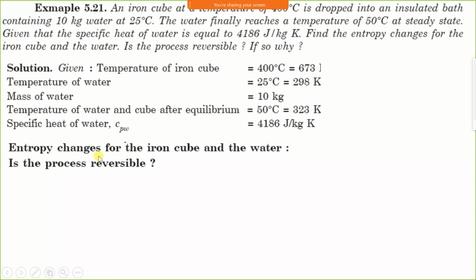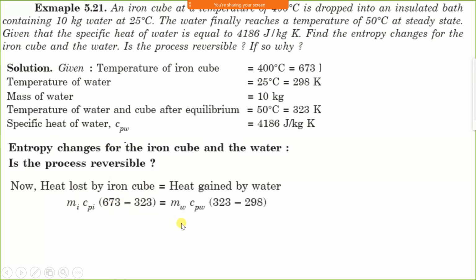We have to calculate the change in entropy of the iron cube and water, and also we have to mention whether the process is reversible or not. Now here heat transfer takes place between iron cube and water. Whatever heat is absorbed by the water is the heat rejected by the iron cube. Therefore, we can equate the heat loss by the iron cube to the heat gain by water. Heat loss by iron cube is equal to m cp change in temperature, m cp dT, and heat gain by water is m cp dT.